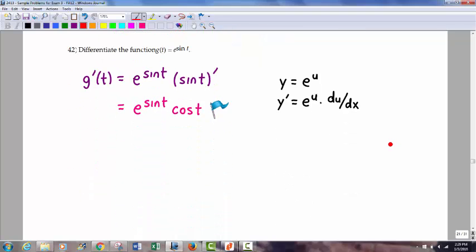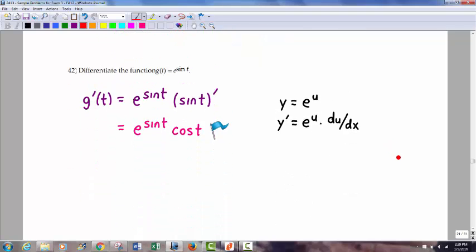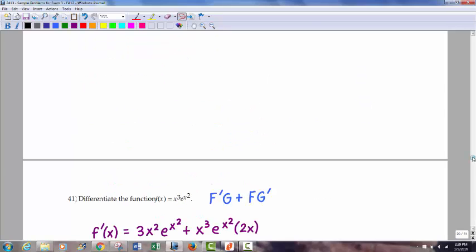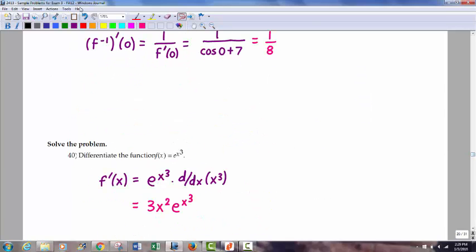42. Okay, once you get the hang of the e's, they're very easy. Of course, this one you have to know what the derivative of sine is to get it completely right. There, I have it written right over here. Actually, I'm going to copy this. Also, I'm going to move it up here to the very first one we did. Doesn't hurt to have it in another place.